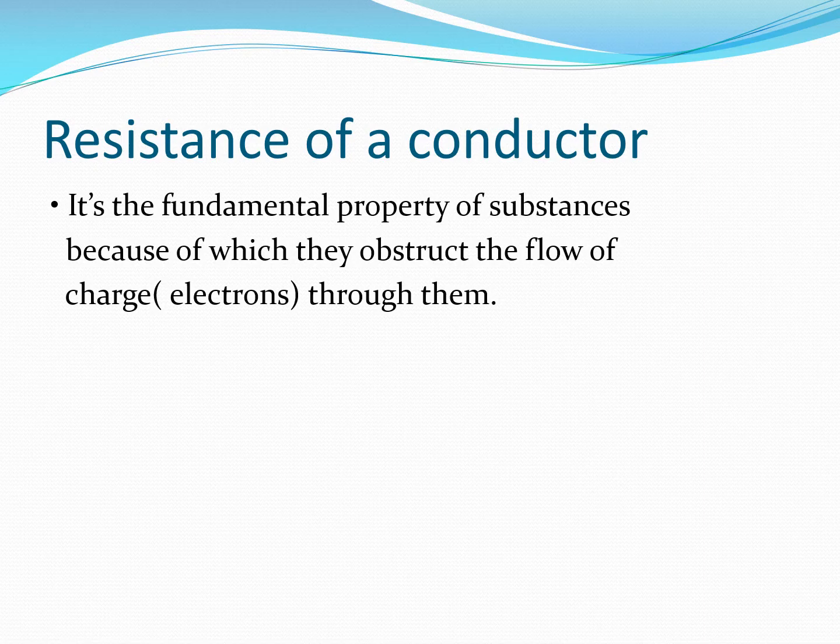What are the charges that flow? Electrons only flow. So any material, when the electrons try to flow, provides some sort of obstruction. It may be high, it may be low, and that is called the resistance of that substance. The SI unit of resistance is ohm. See the symbol, it's given with omega.